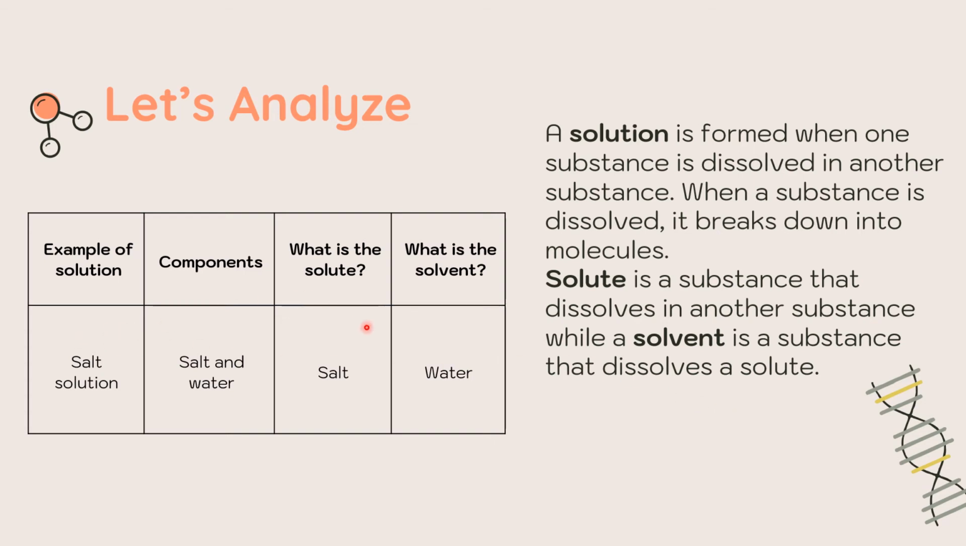So here in our table, here in our solution, which is a salt solution, the one that is being dissolved here is the salt. That's why it is our solute. And the one that dissolves our salt is the water. That is why when we are asked what is the solvent, we answered water, because it is the one responsible in dissolving our salt. Okay, so can you now differentiate between a solute and a solvent? If the answer is yes, then I think that you are now ready for our next activity.